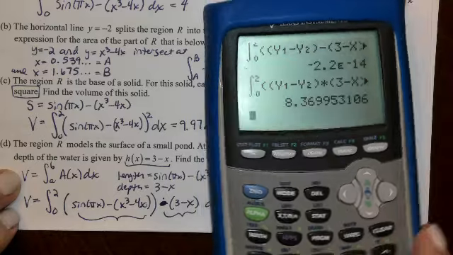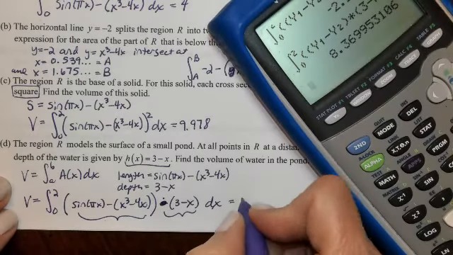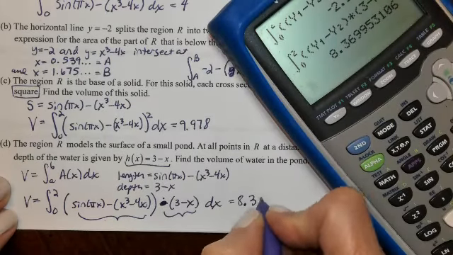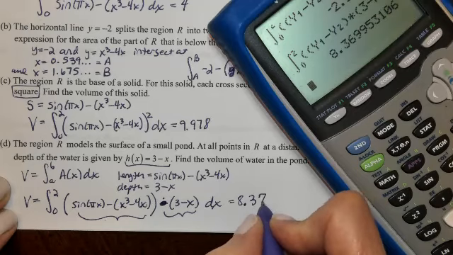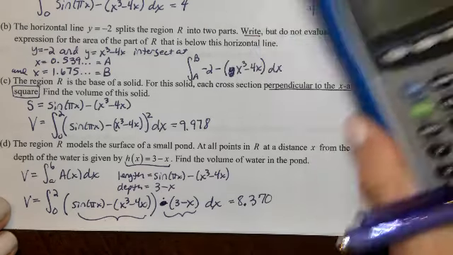That looks better. So the volume here is 8.36995, right? So maybe round that to 370.